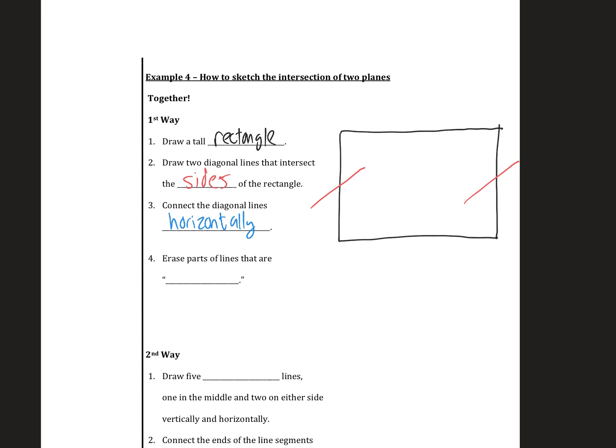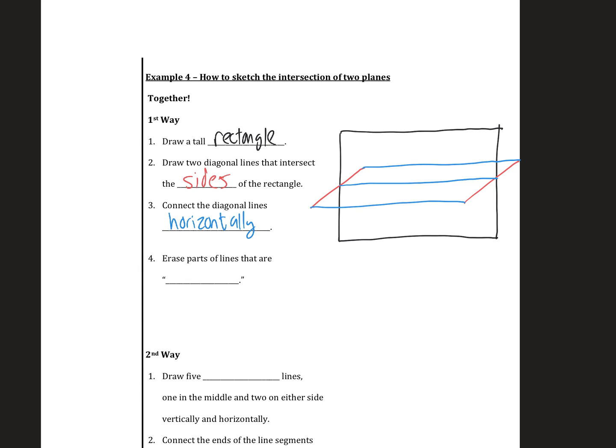Then we're going to connect the diagonal lines horizontally. You're going to see it's like we're crossing. We're going to draw where these cross here, and then draw in the middle where they intersect with a dashed line. Actually, no, we're going to do a solid line like this. Can you visualize it there? And then we're going to erase.